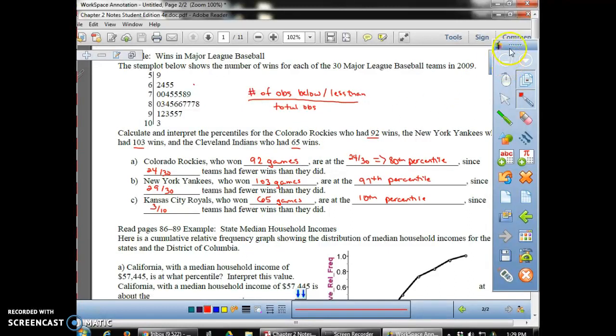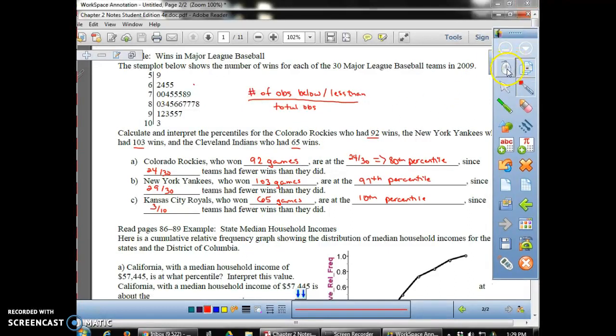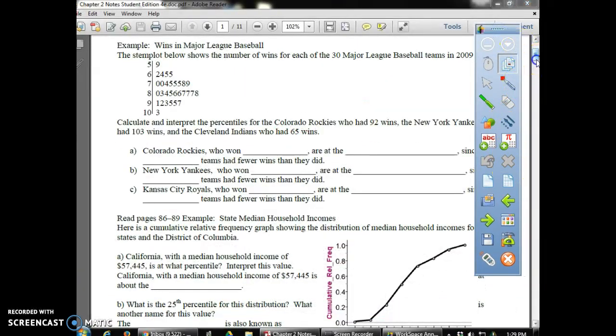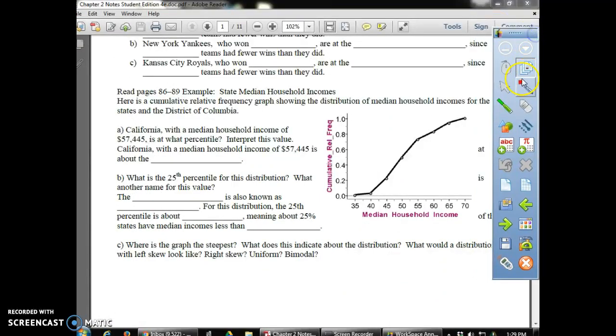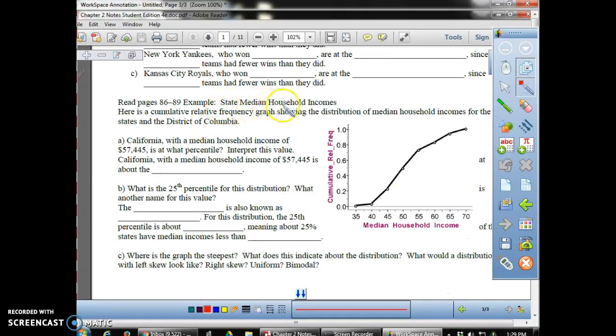Okay, so let's interpret a graph that uses percentiles. And here it is. This graph presents the state median household income. It's called a cumulative relative frequency graph. The total relative frequency would get you to 100% because you're accounting for the entire distribution. The information presented here is the median household income for each of the states. There are 50 states and the District of Columbia, so there are 51 observations here.